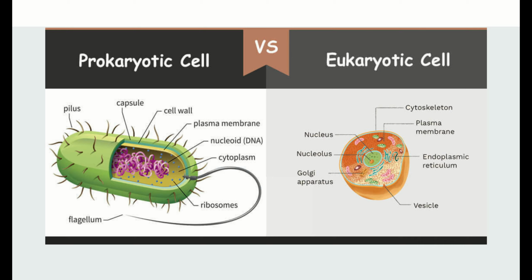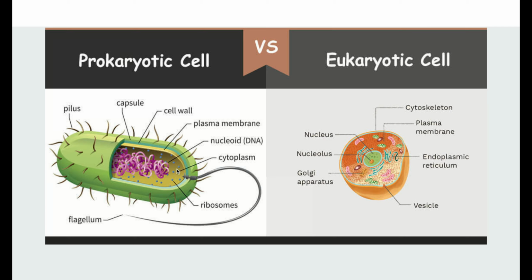Prokaryotic cells tend to be the more primitive cells. An example would be this bacterial cell. They do not contain a nucleus. That's one of the major distinguishing features between a prokaryotic cell and a eukaryotic cell. However, they do contain genetic material. The DNA is just wound up and coiled loose in the cytoplasm.